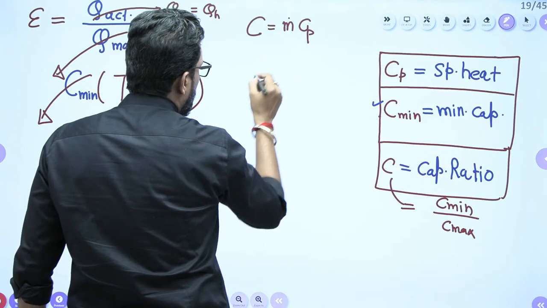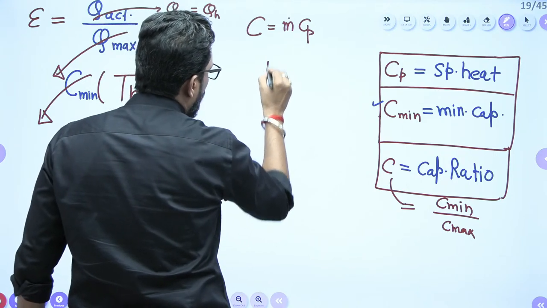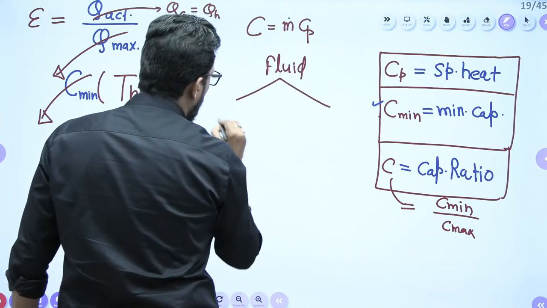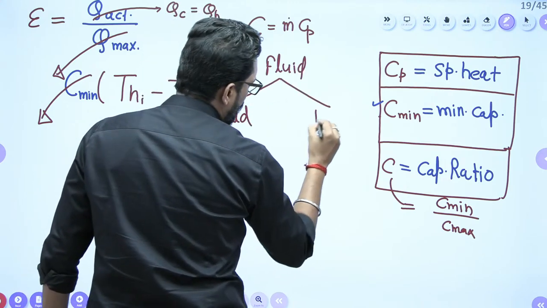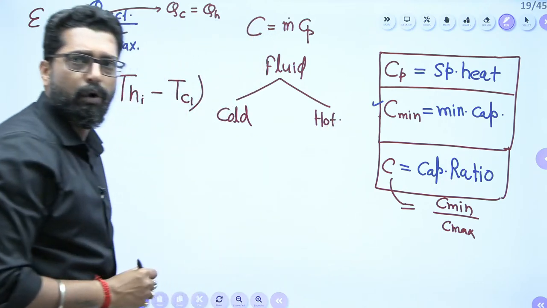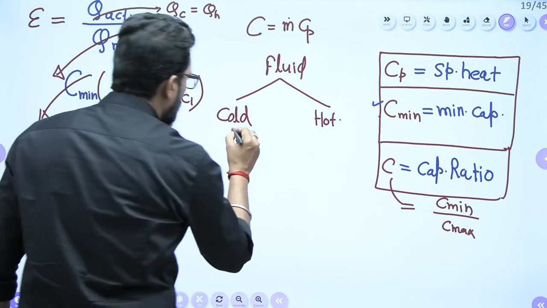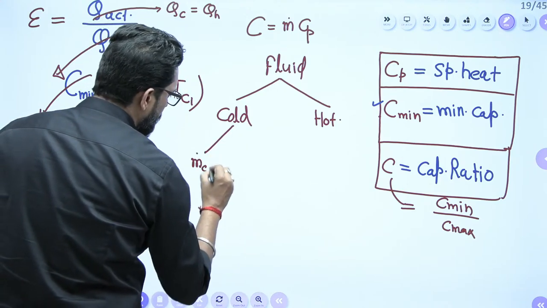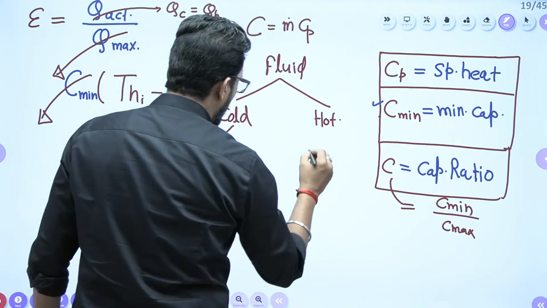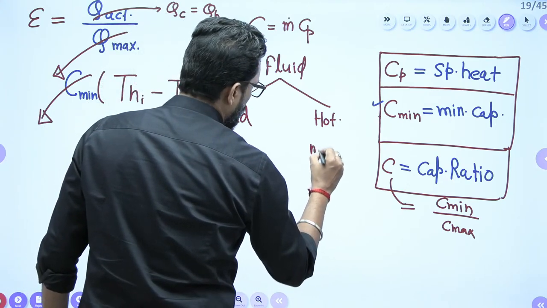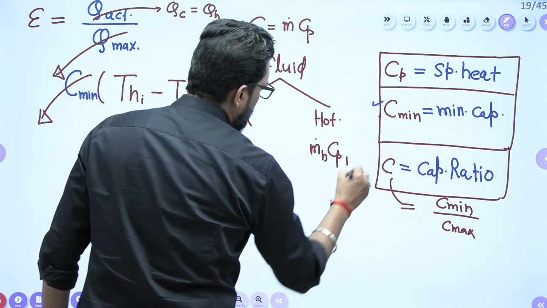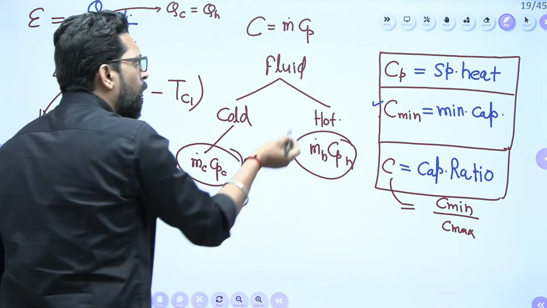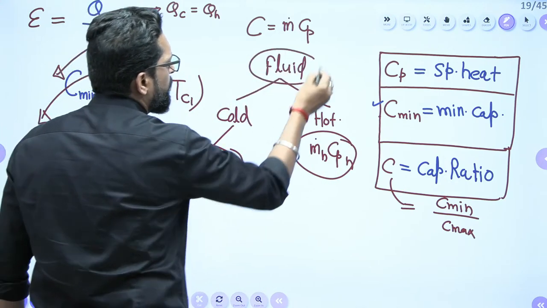So there are two fluids in the heat exchanger. One is the cold fluid, the other is the hot fluid. Cold fluid has what C? M dot C into CPC. What about the hot fluid? C is M dot H into CPH. In which we calculate, and which value do we take as C minimum?